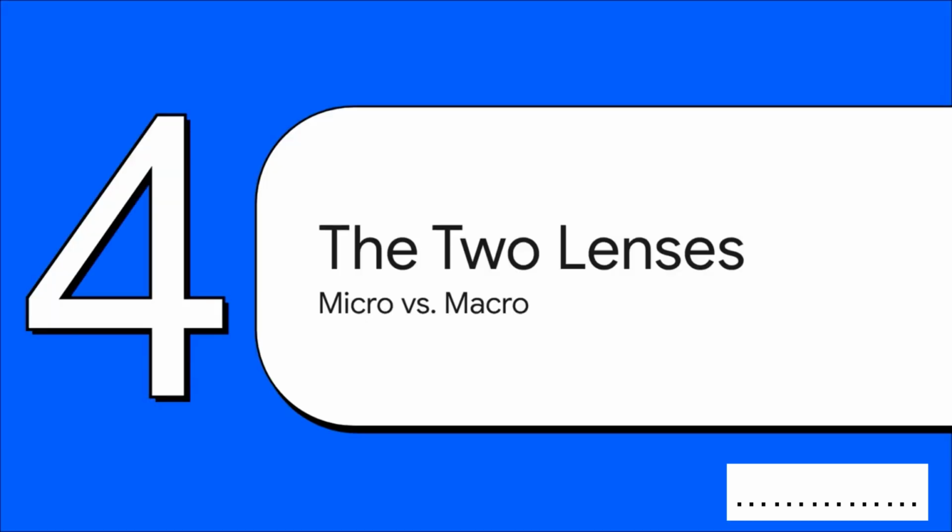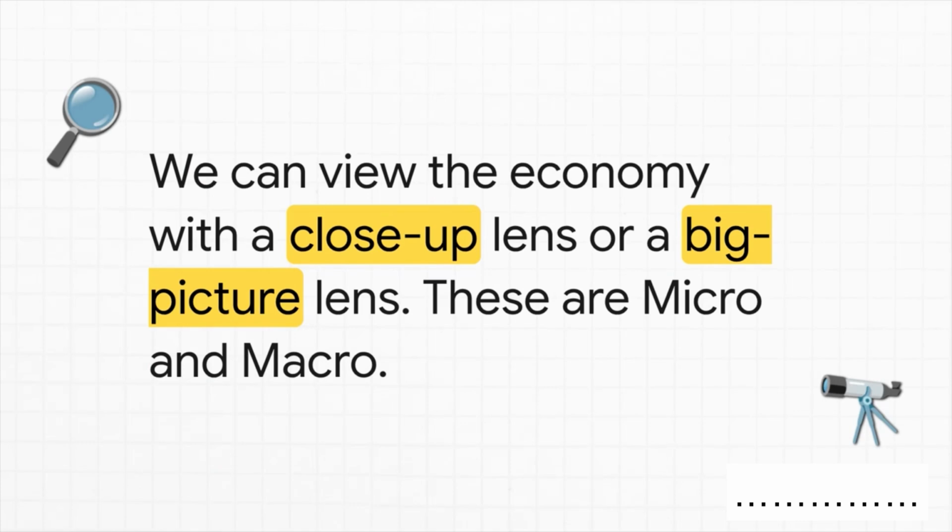Okay, so this is a huge system with this big problem of scarcity. How on earth do we study it? Well, economists are smart. They use two different lenses, or two different points of view, to look at it. You can think of it like using a microscope versus a telescope. You can either zoom way in and look at one tiny piece of the economy in great detail, or you can zoom way out and look at the whole big picture at once. And these two lenses have names: microeconomics and macroeconomics.